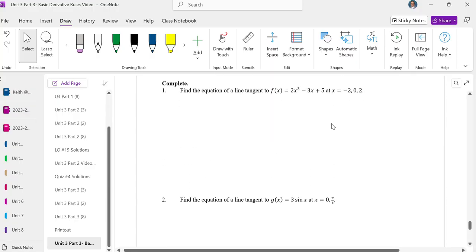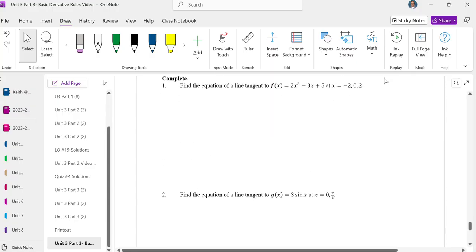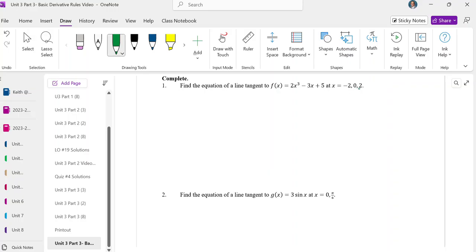So here's how we put this all together. So it says to basically find the equation of the tangent line at x equals -2, 0, or 2. Well, remember, equation of the tangent line, you need a slope and a point. So first we're going to need the derivative. So that would be 6x squared minus 3.